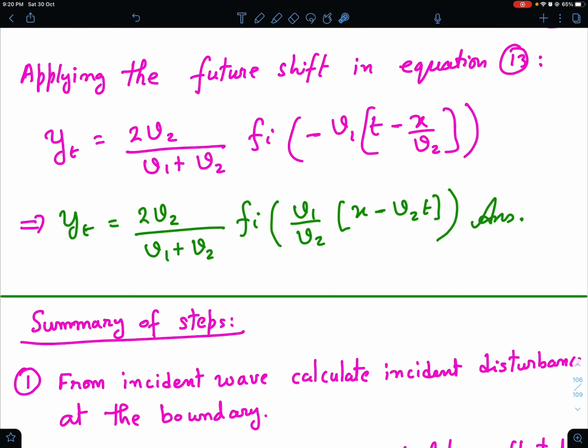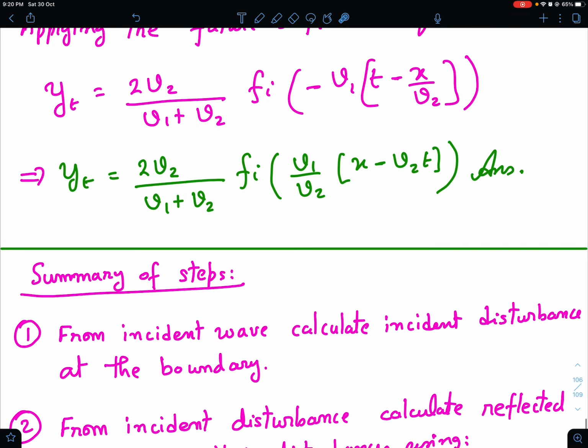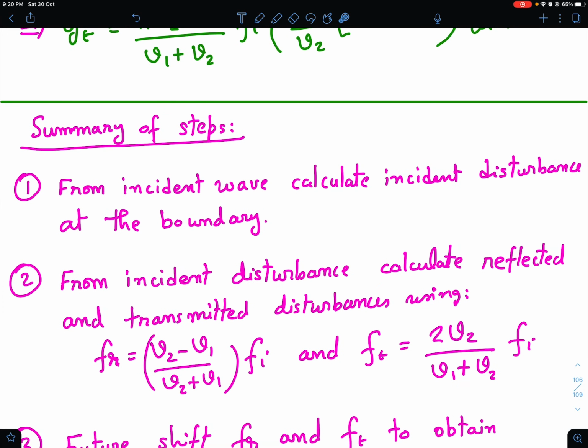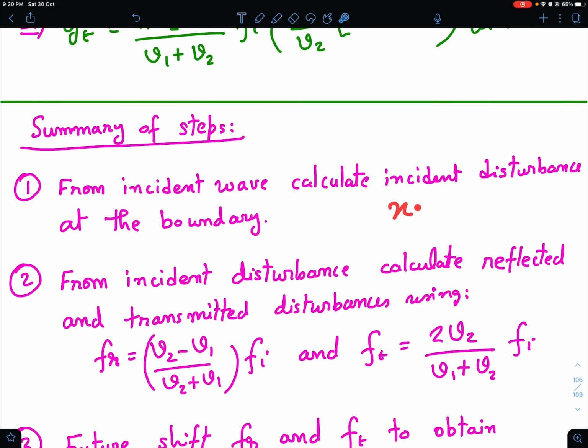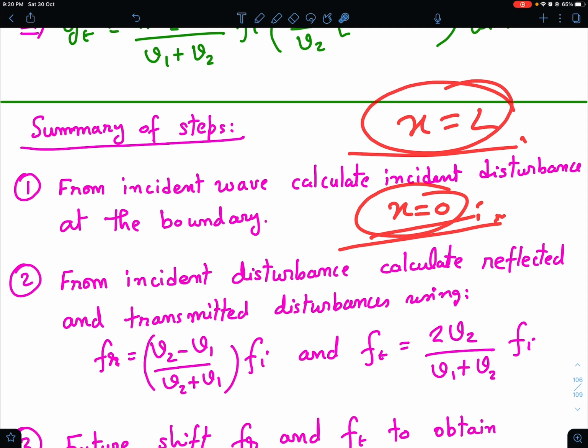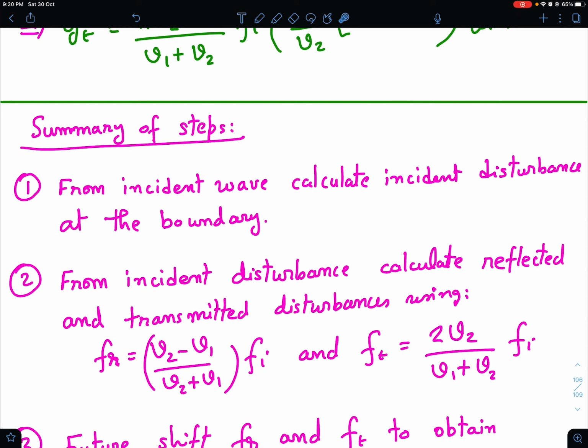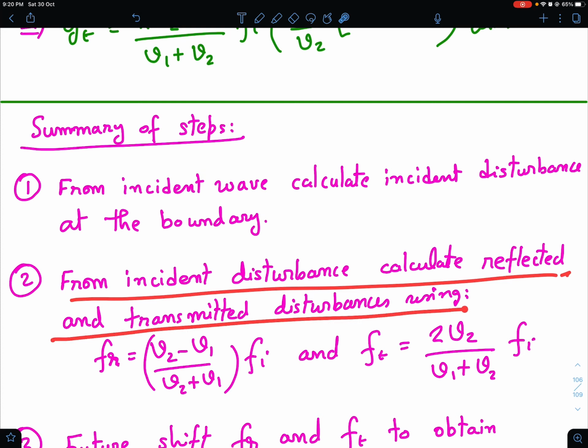Now because I've done a lot of math, I need to just summarize the procedure for calculating the disturbance, incident and reflected waves. What we had done: from the incident wave, calculate the incident disturbance at the boundary. By the way, I chose x equal to 0 as the boundary, but it does not matter. Nature doesn't know where you are going to choose the origin. So even if the boundary is not at x equal to 0, let us say the boundary is at some x equal to L, you can do the same thing. Instead of x equal to 0, you can put x equal to L to calculate the incident disturbance at the boundary.